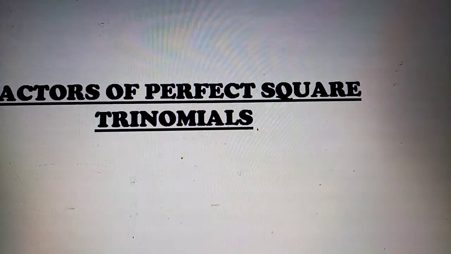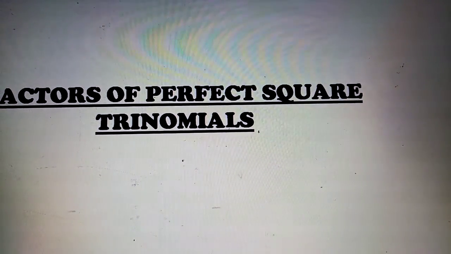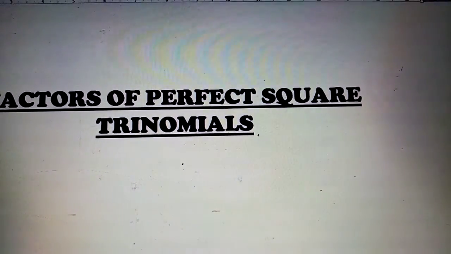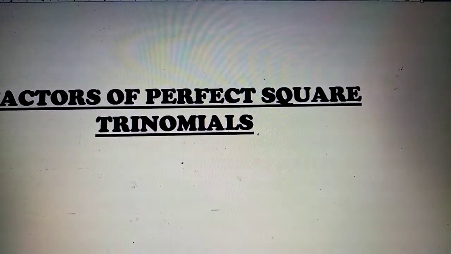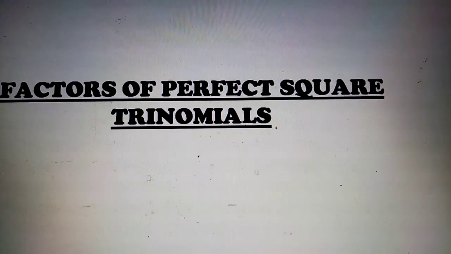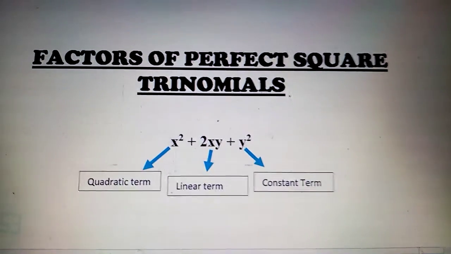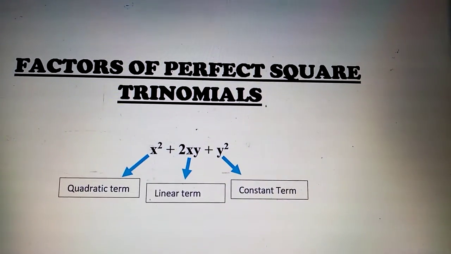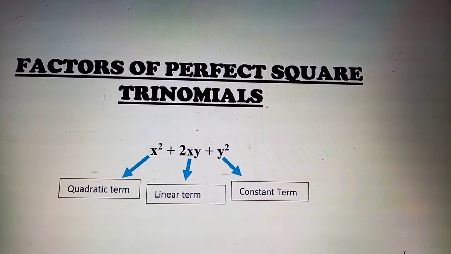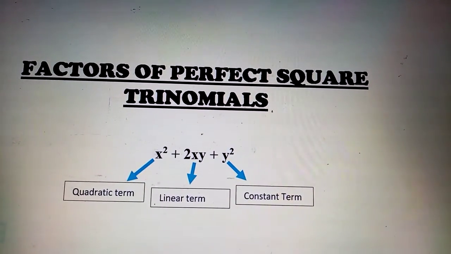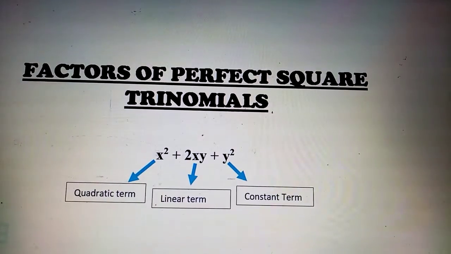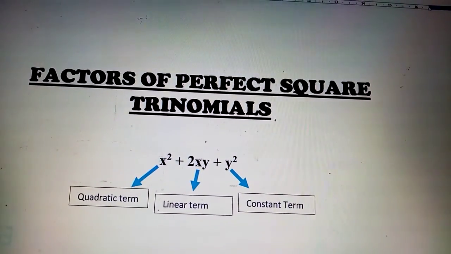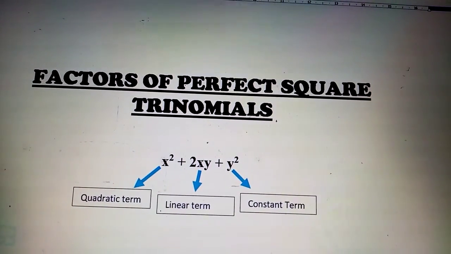They can be used to solve quadratics by completing the square, and there are three terms in perfect square trinomials. The three terms are the quadratic term, the linear term, and the constant term. The quadratic term is the first term of the equation, the linear term is the second term, and the constant term is the last term or the third term of the given equation.